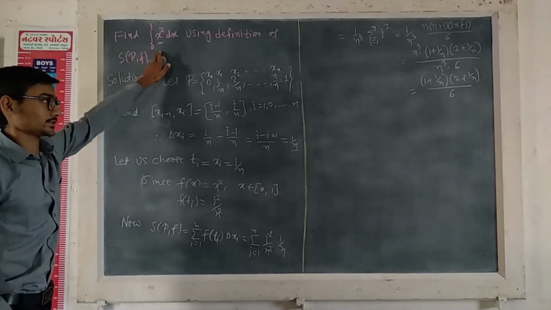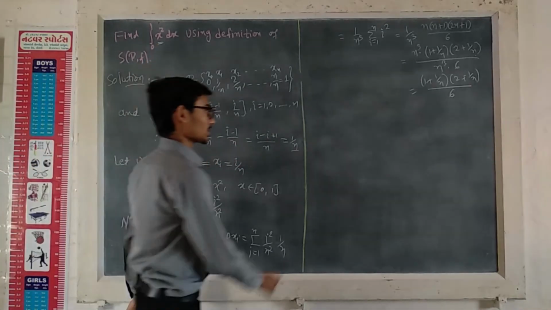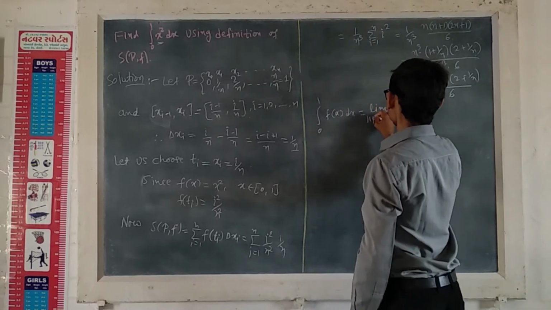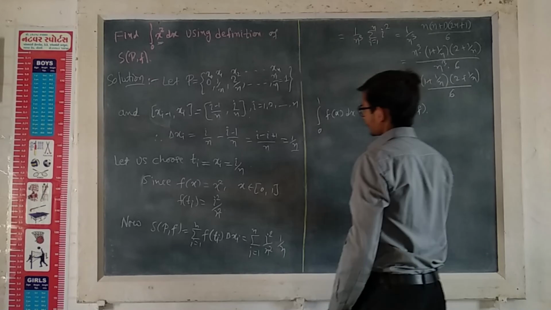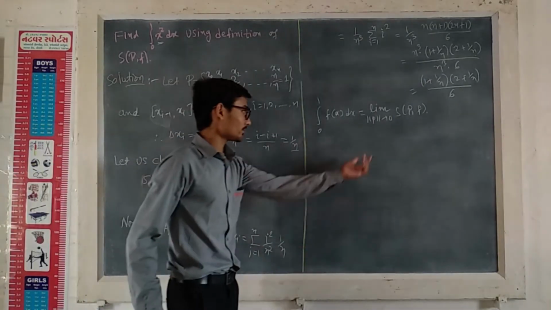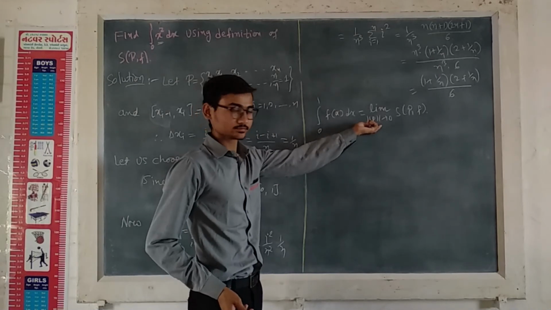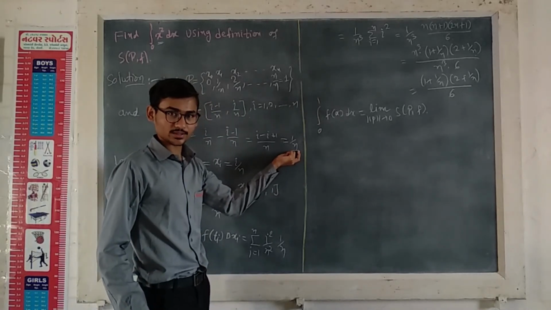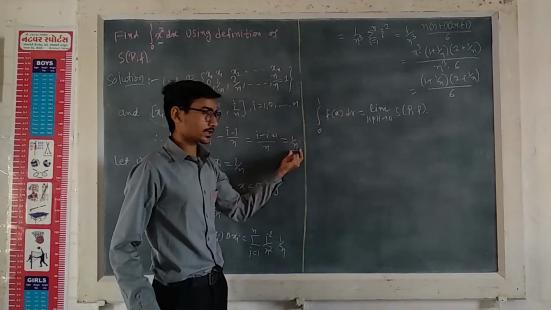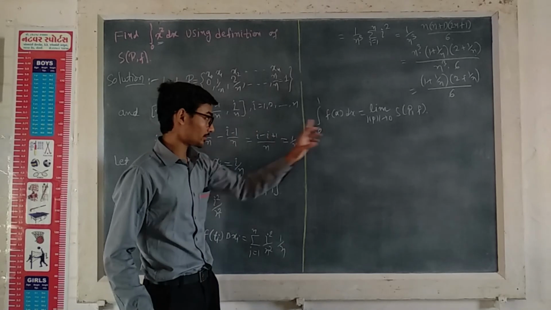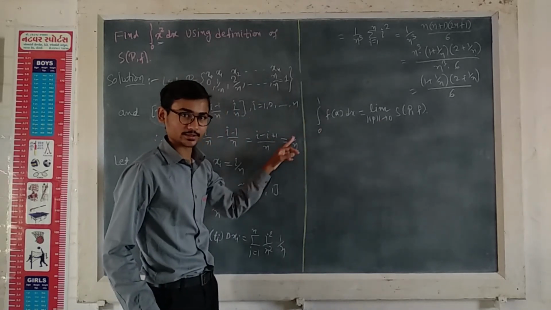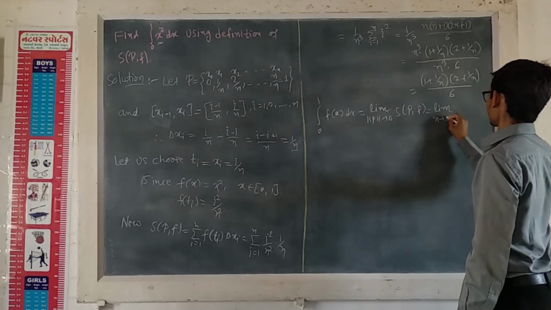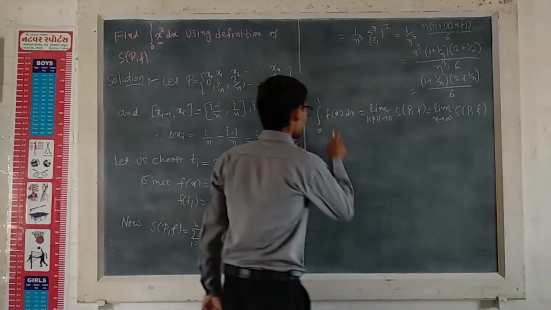We want to find this integration. So my SPF value, by definition of SPF, integral over 0 to 1 f x dx is equal to limit norm p tending to 0 of SPF. Norm p tending to 0 means the maximum length of the subinterval tends to 0. If the length of every interval is 1 upon n, then the maximum is also 1 upon n. So if norm p tends to 0, then 1 upon n tends to 0, and n tends to infinity.